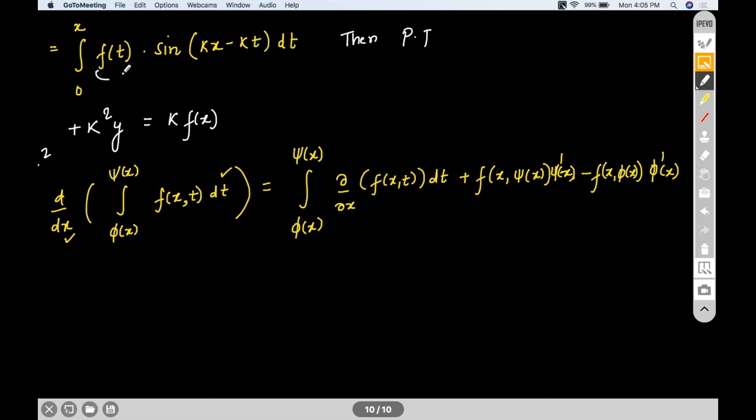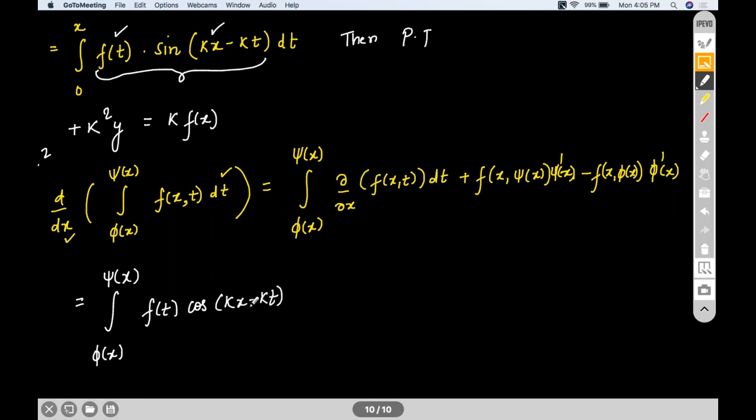Now this is my multivariate function because it has t in it and it has x also in it, right? So first we have to take the partial derivative of this function with respect to x. Remember, when you're doing partial derivative with respect to x, t must be treated as a constant. So f of t will also be a constant, correct? And the derivative of sine is cos of kx minus kt into the derivative of kx minus kt, which is k.